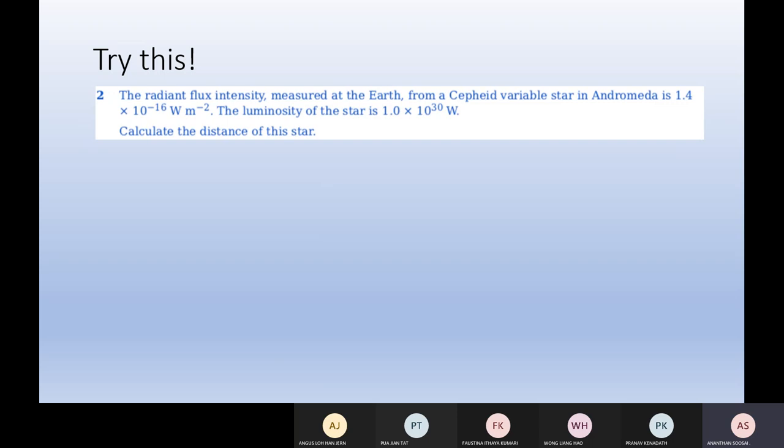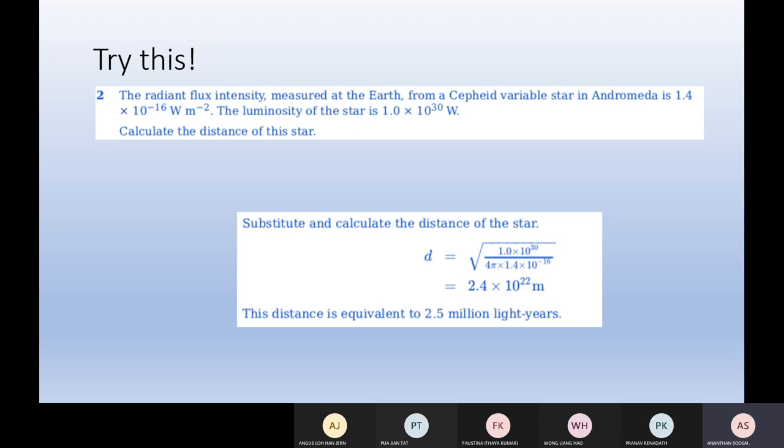So the same formula, right? Flux intensity is equal to luminosity divided by 4 pi d squared. So we can find the distance of that star from us. Roughly calculate, a rough calculation, to get the idea. Of course, the answer is after this. So you got this, right? Just rearrange the formula to get d. Distance is equal to 2.5 million, like this.